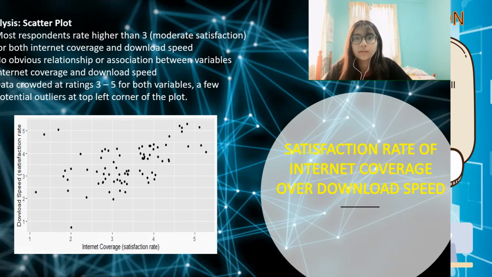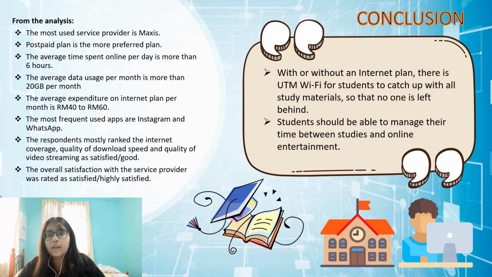From the analysis of the survey, we can conclude that the most used service provider is Maxis and the most used plan is postpaid. The average time spent online by the respondents is more than 6 hours per day, mostly on Instagram and WhatsApp. In conclusion, even with or without internet plans, UTM has provided its students with Wi-Fi access, which the students can use to complete their assignments and to study. That is all for the analysis.